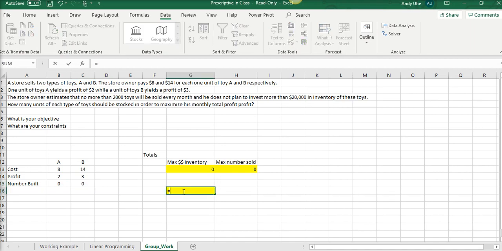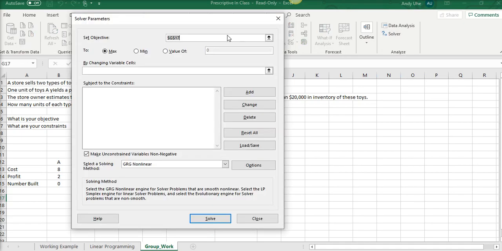So what do we want to do? We want to determine how many units of each type of toy should be stocked in order to maximize our monthly total profit. So we're going to do this times this plus this times this. Okay, so we're getting a bunch of zeros. That's all good. We're going to go to solver.